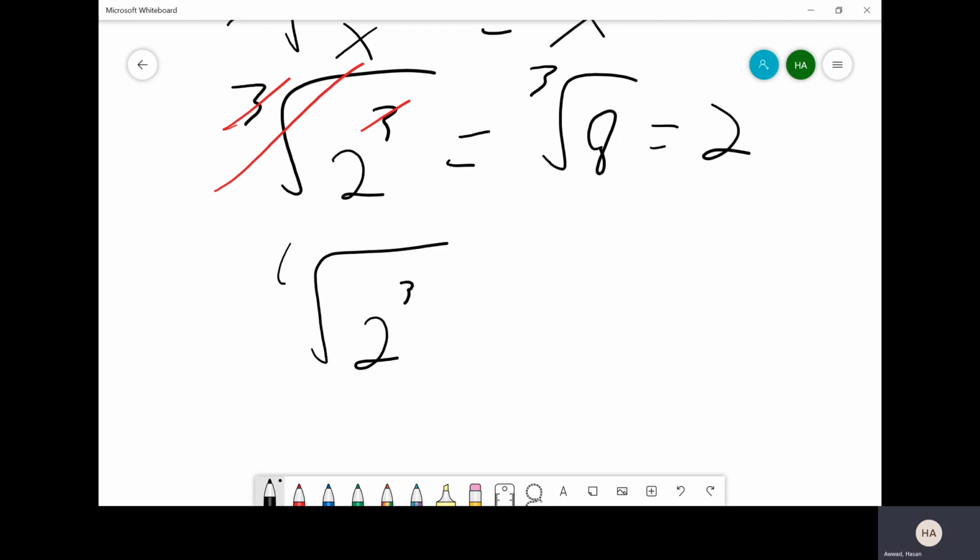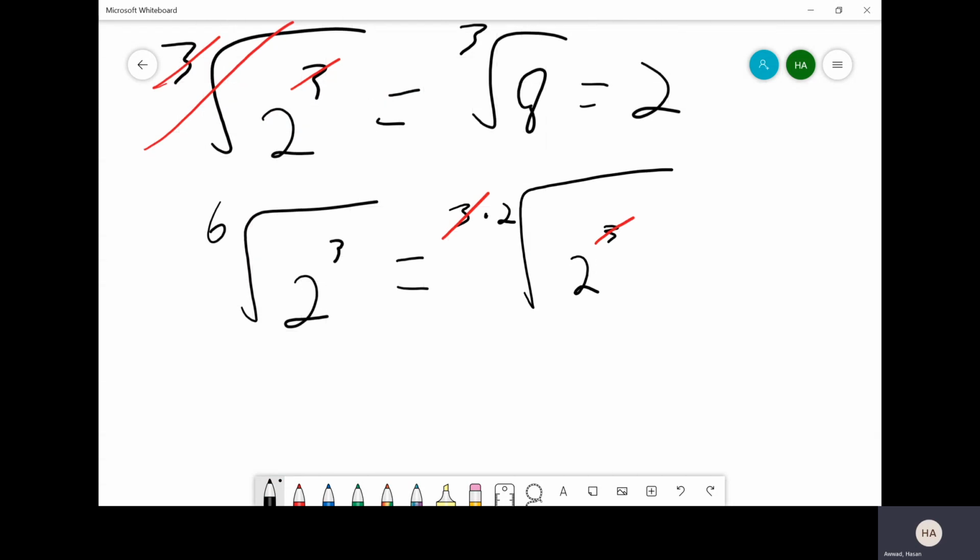If we have 2 to the third and we have a 6 here, well, what do you think is going to happen? The idea here is that we can actually break the index up into its factors. So we can say this is going to be the same thing as 2 cubed. We're not touching the inside, but the index is really 3 times 2, right? And now we can go ahead and cancel this with that, and we are just left with the square root of 2.